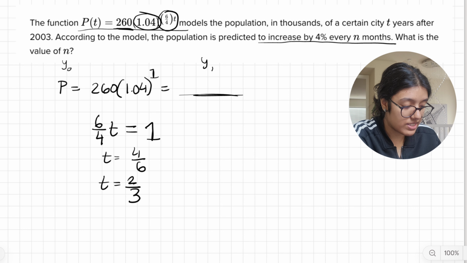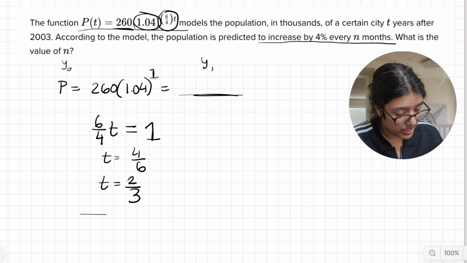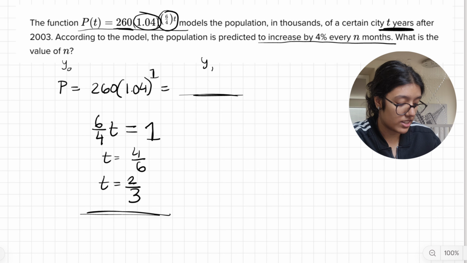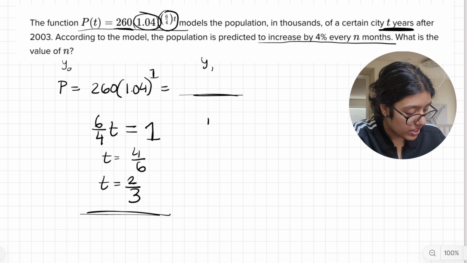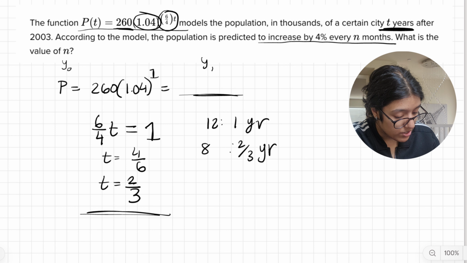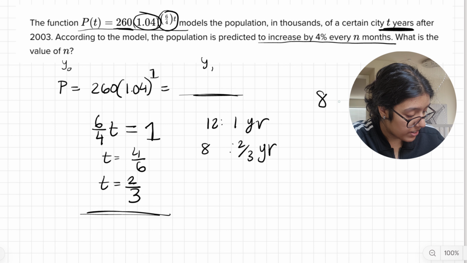But once again, we have to say this in months. T over here is in years. We can see that it says t years, so we have to change that to months. We know that there are 12 months in 1 year, and that means 2/3 of a year will correspond to 8 months. So therefore, our answer is 8 months.